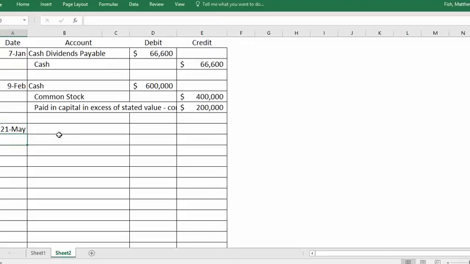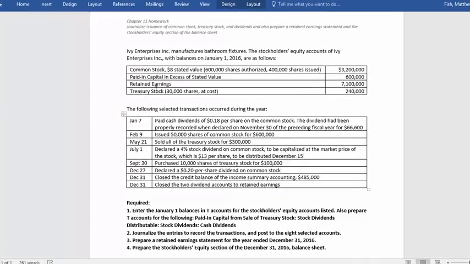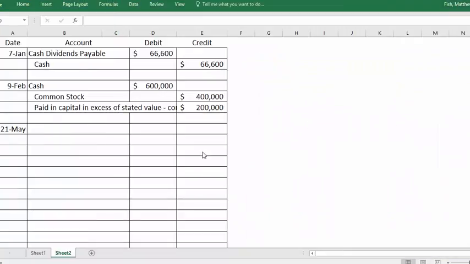On May 21st, what happened was we sold all the treasury shares that we had outstanding. I'm going to actually pull the problem back here so you can see real quick. The treasury shares, we had a balance in the treasury stock account of 240, meaning we only paid 240,000 for these 30,000 shares, but when we sold them, we got more than what we initially paid for those treasury shares. So we're going to sell all of them. That account should then logically be reduced to zero. So we'll credit that account for 240. We'll debit cash for the entire 300,000. We'll credit treasury stock for the 240.